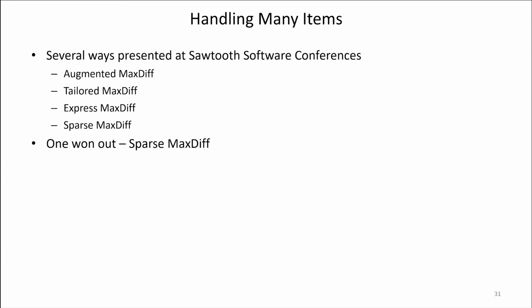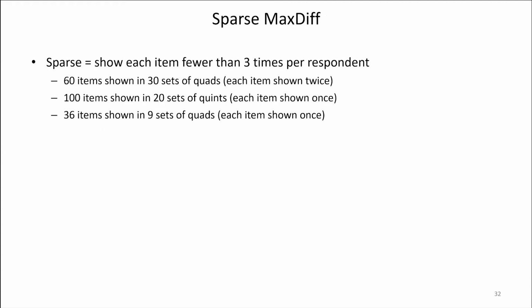Several ways were presented over the years at Sawtooth Software conferences. And one of these methods, Sparse MaxDiff, turned out to be, I think, the one that was the best. We've got some good empirical evidence that it does a really good job. When we say sparse, we just mean we're going to ask each item fewer than 3 times per respondent. Before I said we typically like to ask each item 3 or 4 times. Now we're going to back off of that.